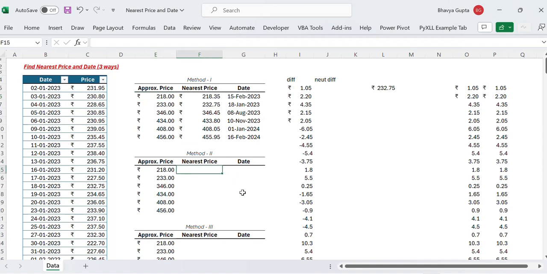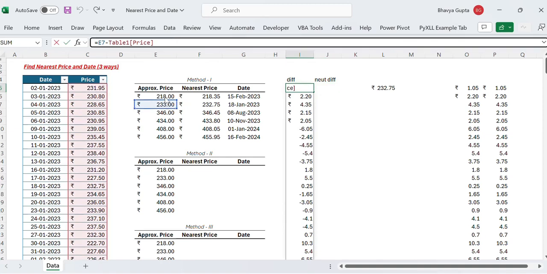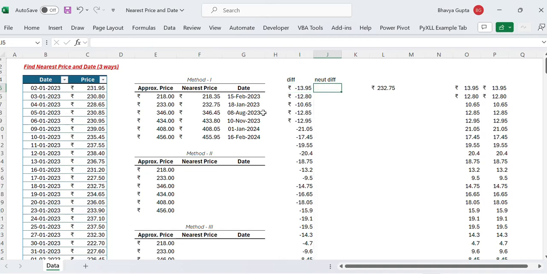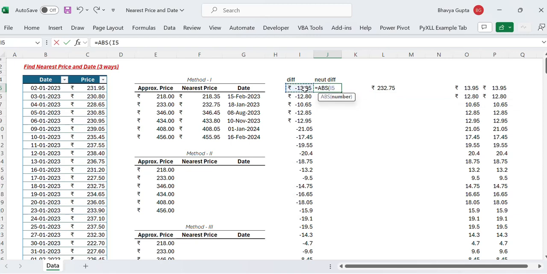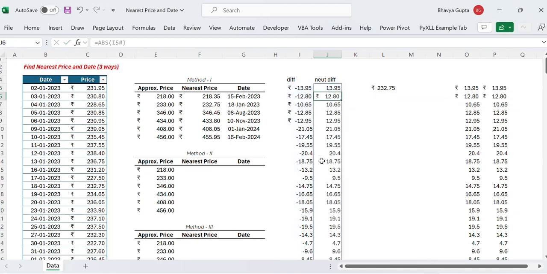Now we will move on to method 2. And in each of the three methods, these two steps will be the same. That is, we will have to find out the difference and neutralize the differences. So these are the differences, right? If we, let's say, change that back to 218, these are the differences, and for neutralizing the differences we can use the ABS function, so absolute of these differences. So these two steps will be the same for method 2 as well. Now the difference is in the next step, so we could remove this because we have already used that here. Now let's see method 2.